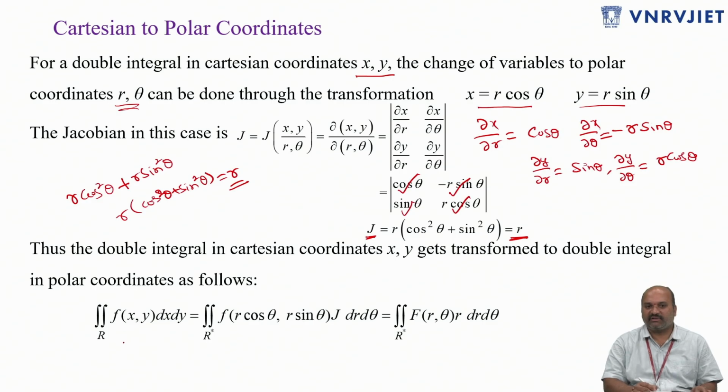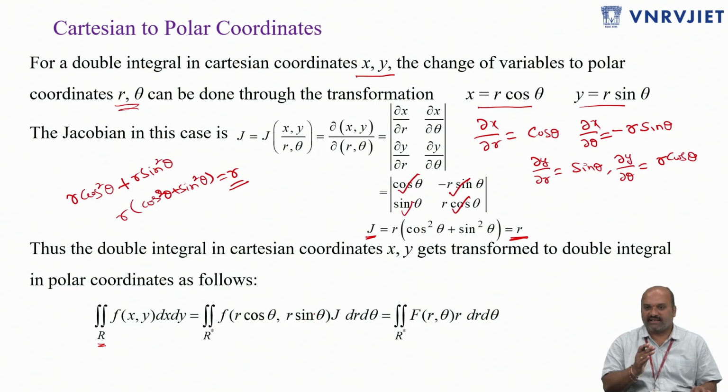So therefore, now the double integral in Cartesian to polar can be represented in the form. Double integral over the region R, this is the region R in Cartesian coordinates, f of x comma y dx dy. Instead of x, put r cos theta. Instead of y, put r sin theta. That is f of r cos theta, r sin theta.